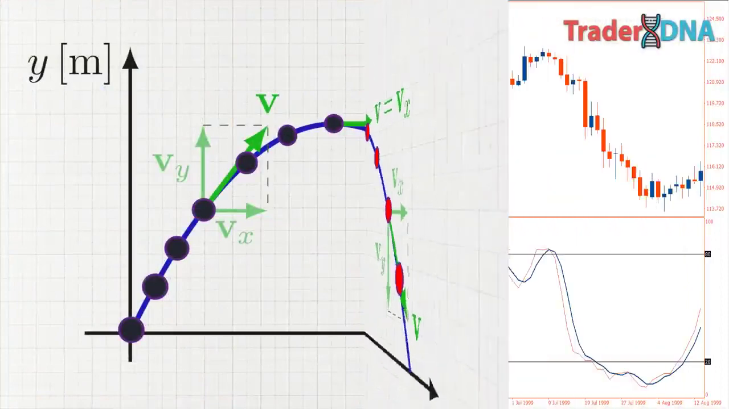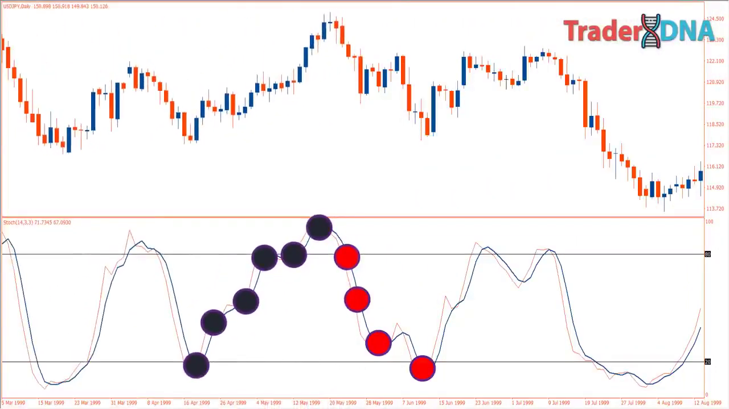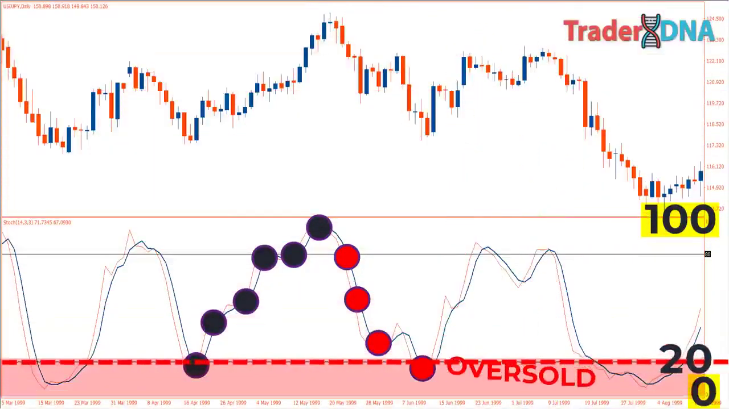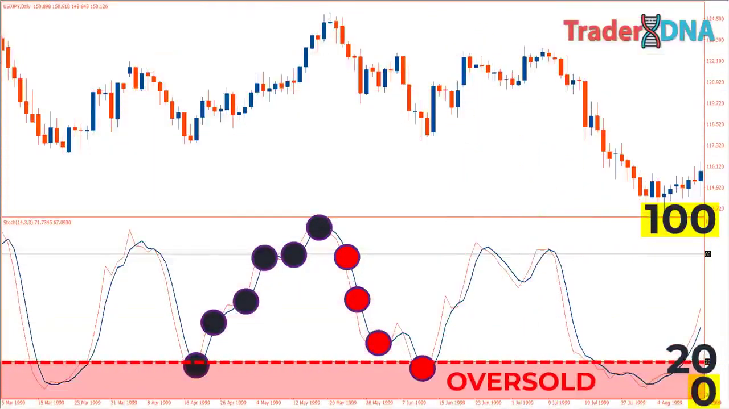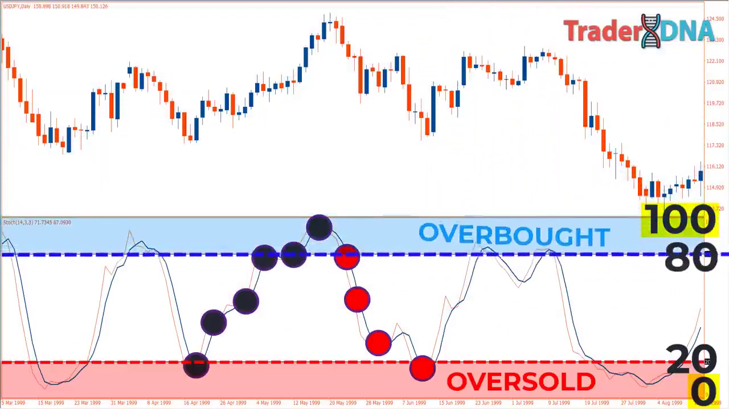The stochastic indicator is expressed as a percentage ranging from 0 to 100 and is divided into two zones. The oversold zone, falling between 0 and 20%, and the overbought zone, spanning from 80 to 100.